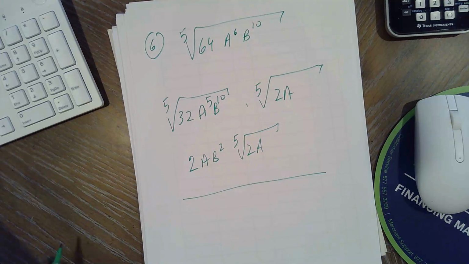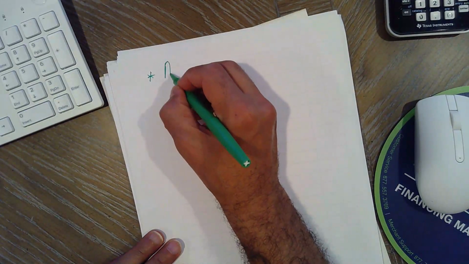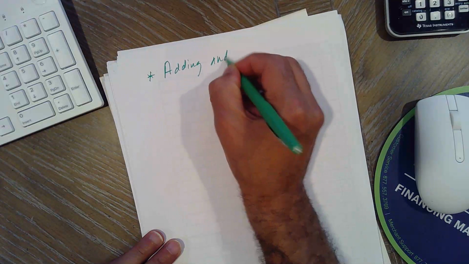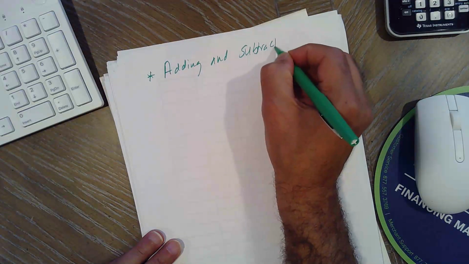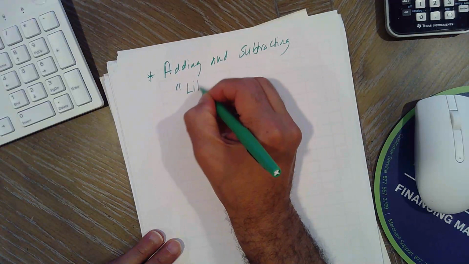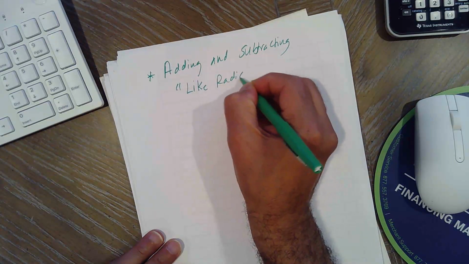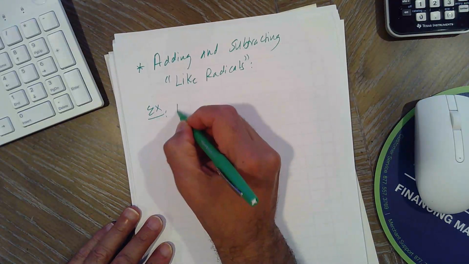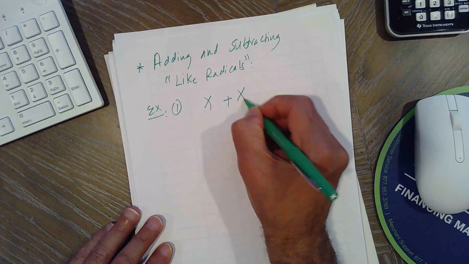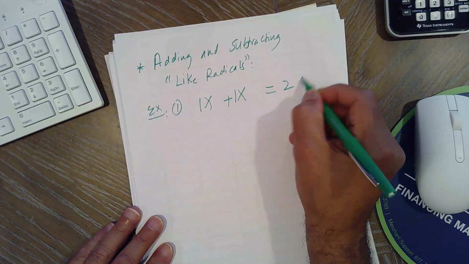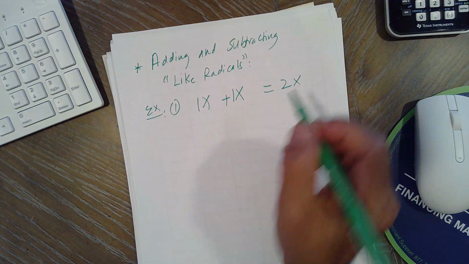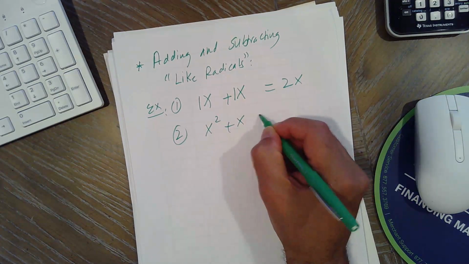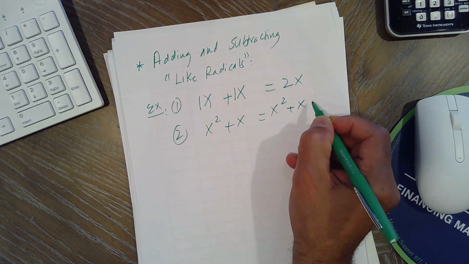Alright, so that does it for simplifying. Then we have adding and subtracting like radicals. We're still in 9.3. Okay, let's look at some examples. If we have x plus x, we know 1x plus 1x is 2x. 1 apple plus 1 apple is 2 apples. But if we have x squared plus x, we can't add because the exponents are different.